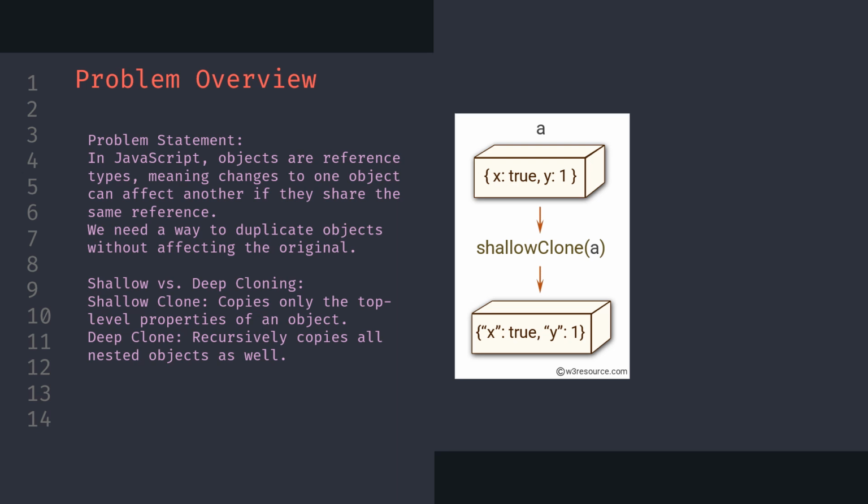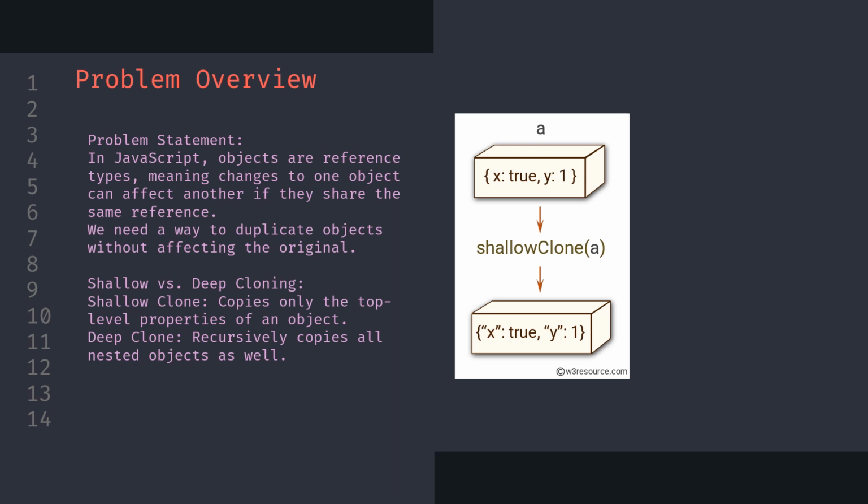In JavaScript, objects are stored by reference, not by value. This means that if you assign an object to a new variable, both will still point to the same memory location. Modifying one will also modify the other. To prevent this, we use object cloning.